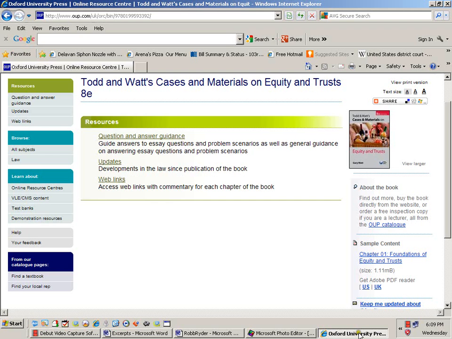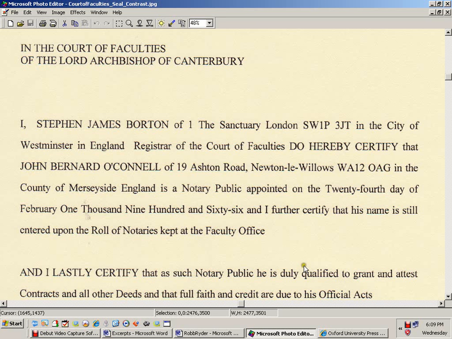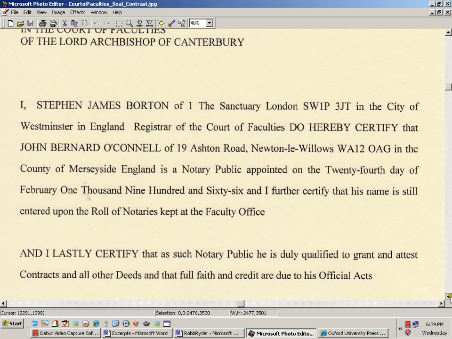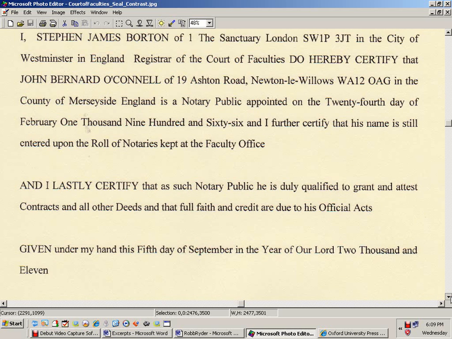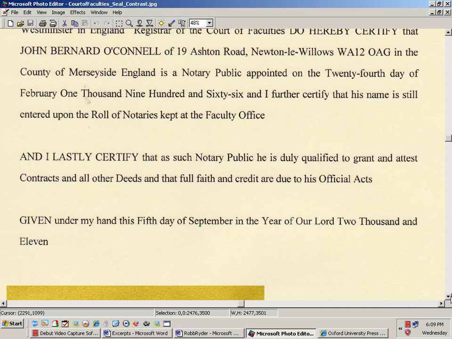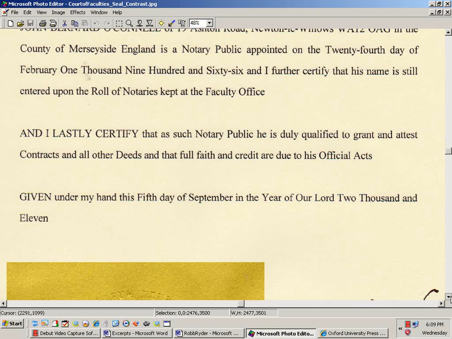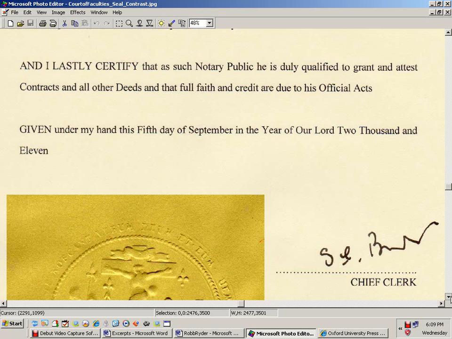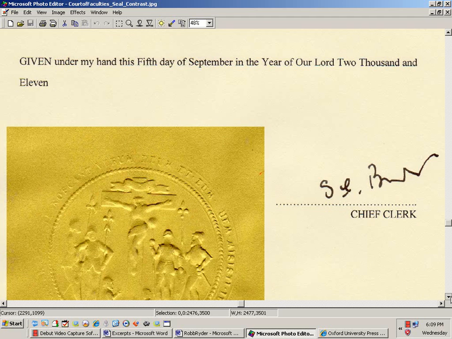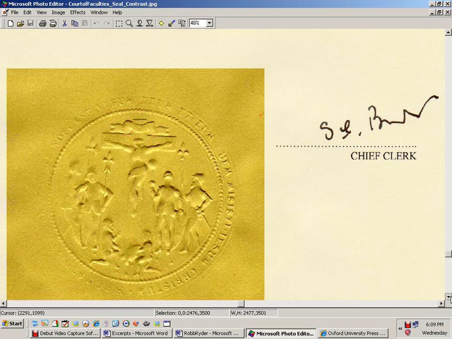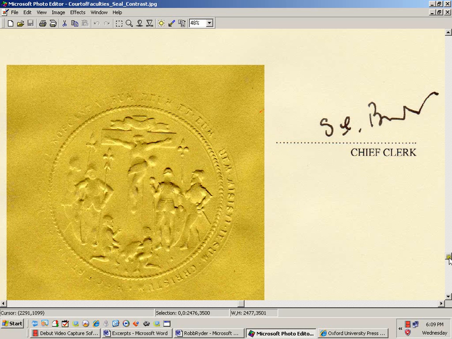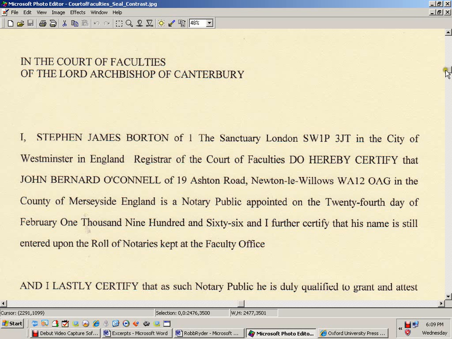So anyways, this is just one that a guy did in England some time ago. I lastly certify that as a notary public, he is duly qualified to grant and attest contracts and all other deeds, and full faith and credit are due to his official acts. Well, we get something similar to this, but it comes from the county clerk. So is the county clerk the same as the Court of Faculties? I don't know. Something to think about.